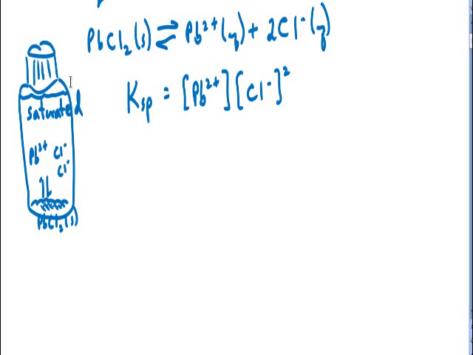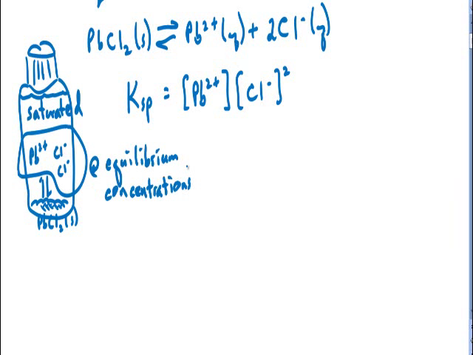In the saturated solution of PbCl2, the amount of ions present in the solution are ions that would be at equilibrium concentrations. The reason these would be at equilibrium concentrations is because when the system is saturated with the solid present on the bottom and aqueous ions present in the water, this would be an equilibrium situation. So the lead concentration and the chloride concentration in the saturated solution would be at equilibrium concentrations.